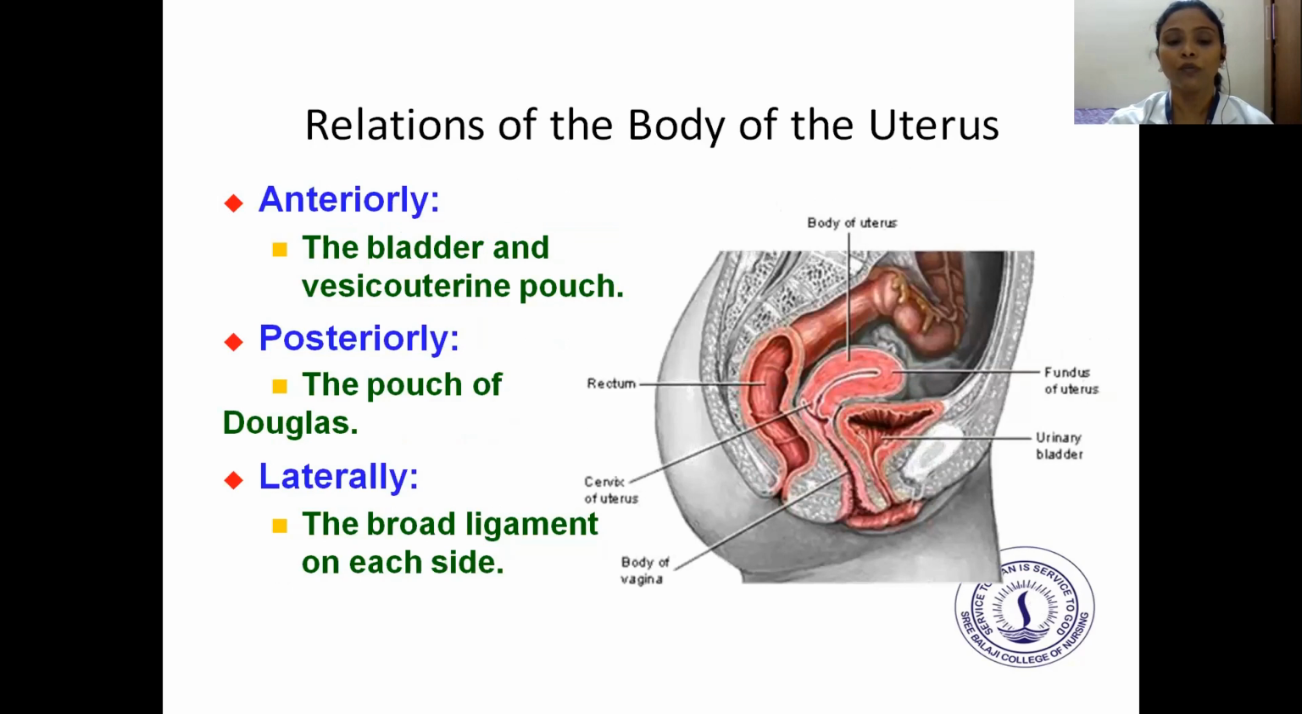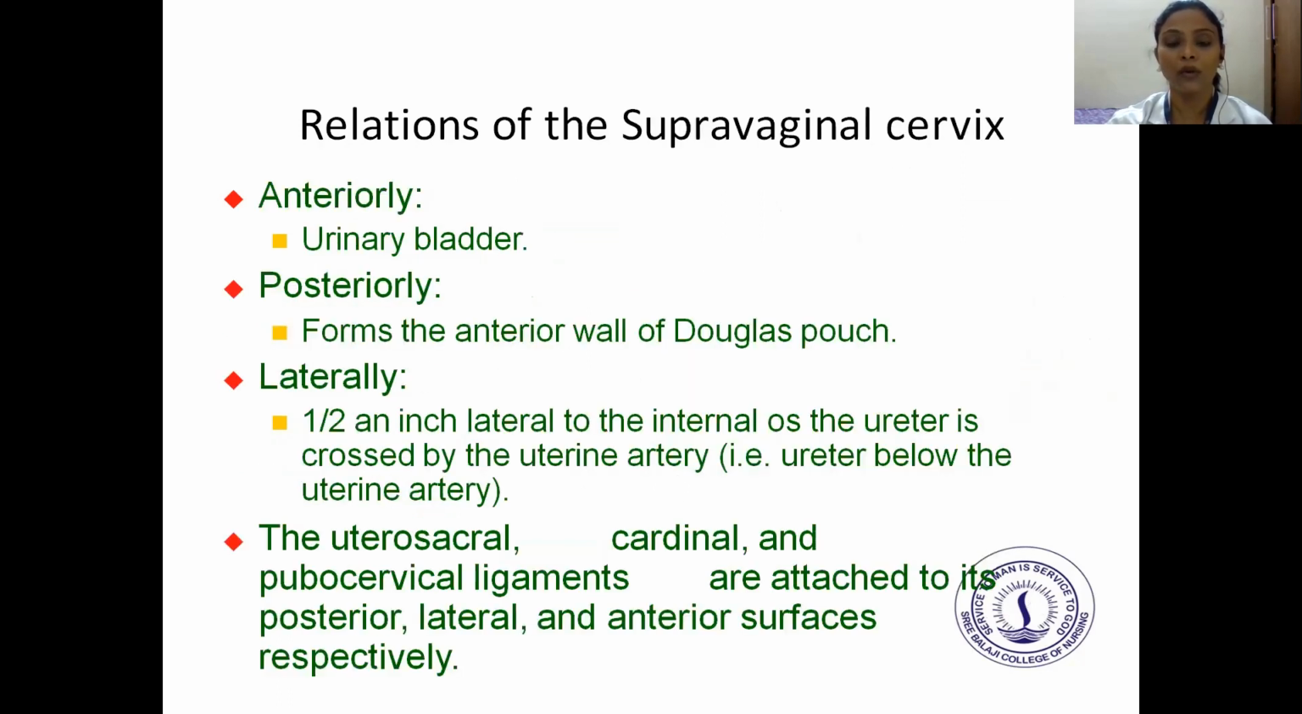And next, relations of the body of the uterus. Anteriorly it is connected to the bladder and the vesicouterine pouch. Posteriorly, the pouch of Douglas. Laterally, the broad ligament on each side. And next, relations of the supravaginal cervix. Anteriorly, it has the urinary bladder. Posteriorly, it forms the anterior wall of the pouch of Douglas. Laterally, about 1.5 centimeter lateral to the internal os, the ureter is crossed by the uterine artery, that is the ureter lies below the uterine artery. The uterosacral, cardinal, and pubocervical ligaments are attached to its posterior, lateral, and anterior surfaces, respectively.